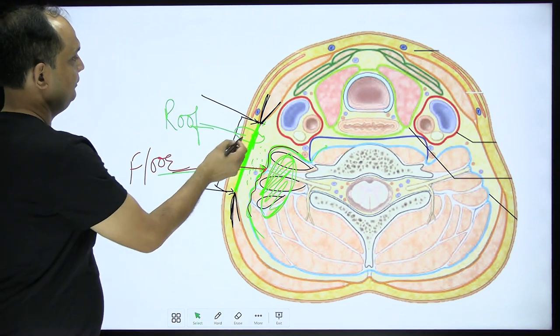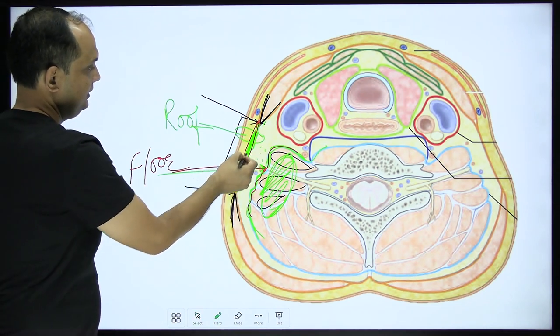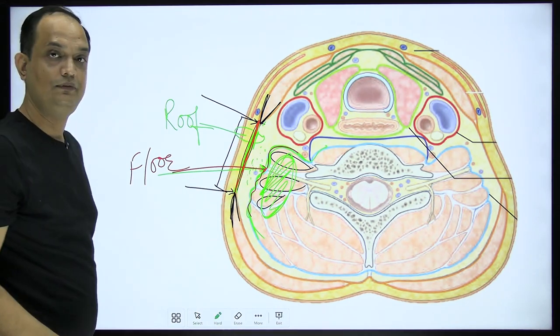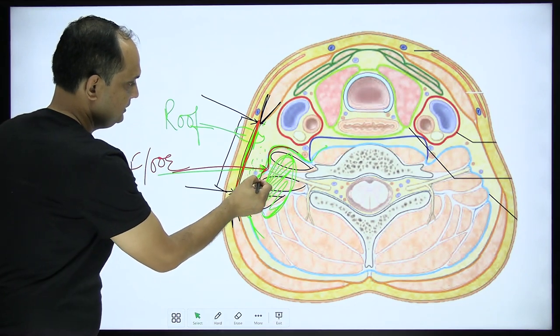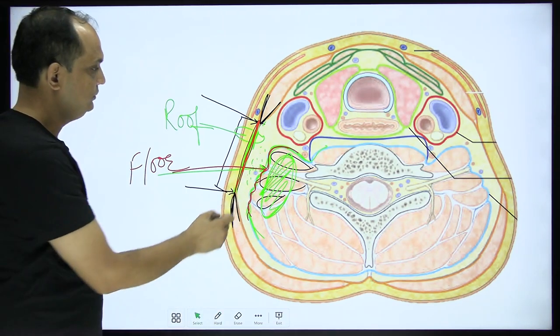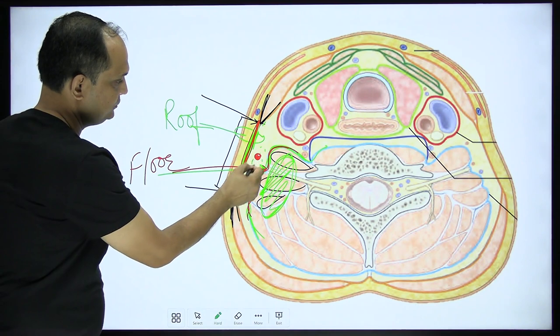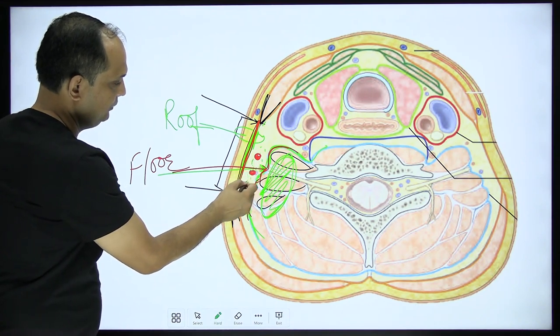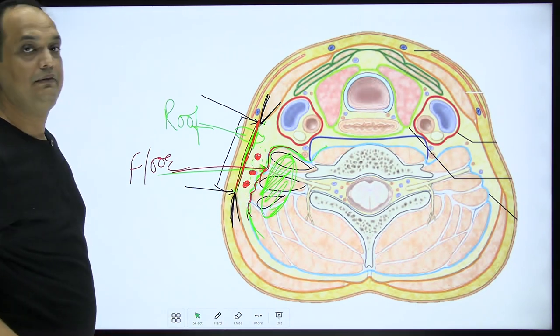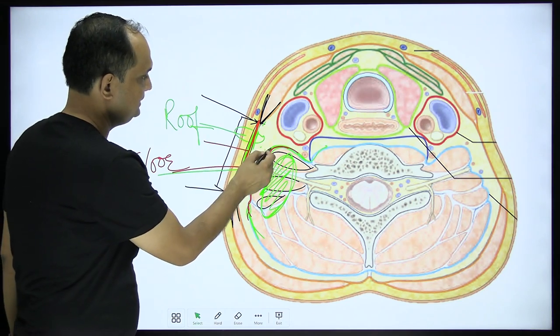Answer is your prevertebral layer of this deep fascia, and this is your prevertebral fascia. तो यहां पे जो भी होगा इस posterior triangle of neck में वो किसके अंदर होगा? Between this fascia and this fascia.